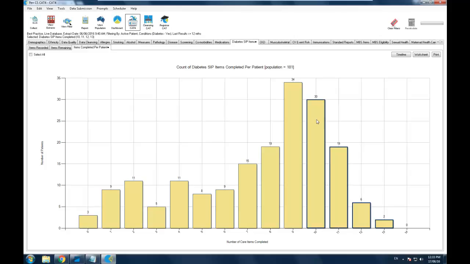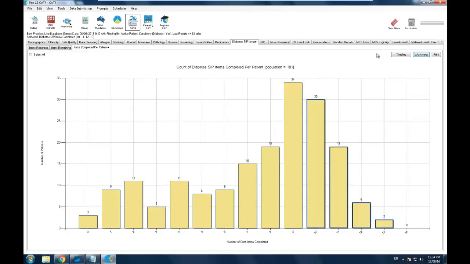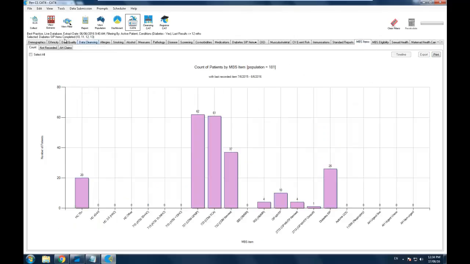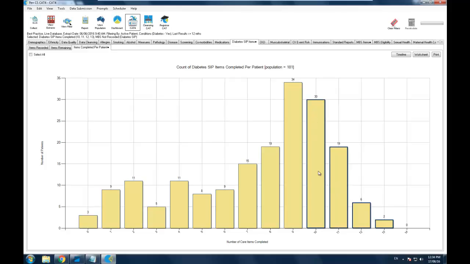So what we can do, let's say we're going to work only with those patients that I've highlighted, so 4, 3, 2, 1 of the items missing, ignoring the ones with more. If you bring them up as a worksheet, as I did before, you can see there's 57 patients that have at most 4 items missing, and we can combine that with the Medicare item. So this is called a cross-tabulation, and what I'll do is highlight the diabetes SIP item not recorded, and we still have these 4 bars selected. You can see there's a little dot next to each of these.